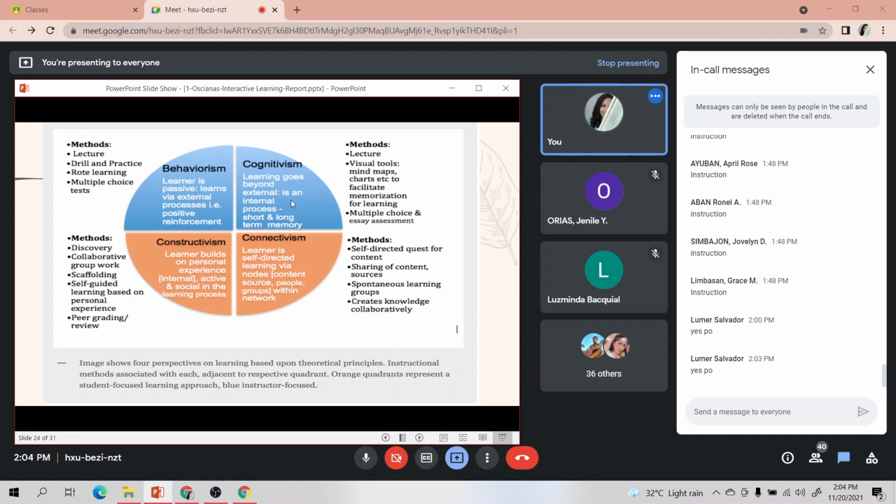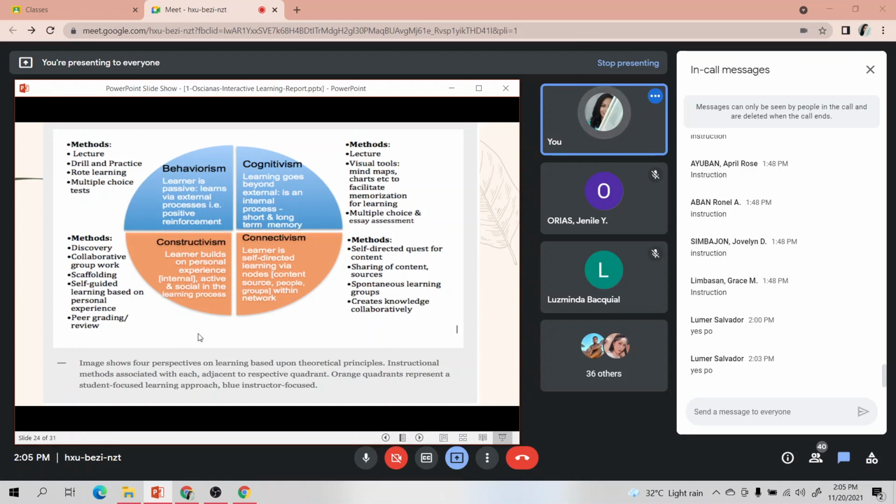And then for cognitivism, learning goes beyond external. So it's the same lecture, so it's more on the teacher. And then for constructivism, the methods are discovery, collaborative group work, scaffolding, self-guided learning based on personal experience, and peer grading or peer tutoring. And then connectivism, the learner is self-directed via nodes. So an example of the method is sharing of content sources, spontaneous learning, creating knowledge collaboratively.